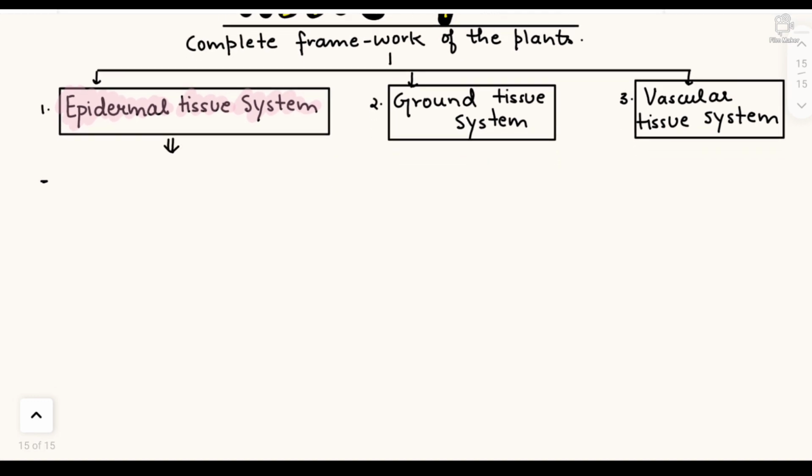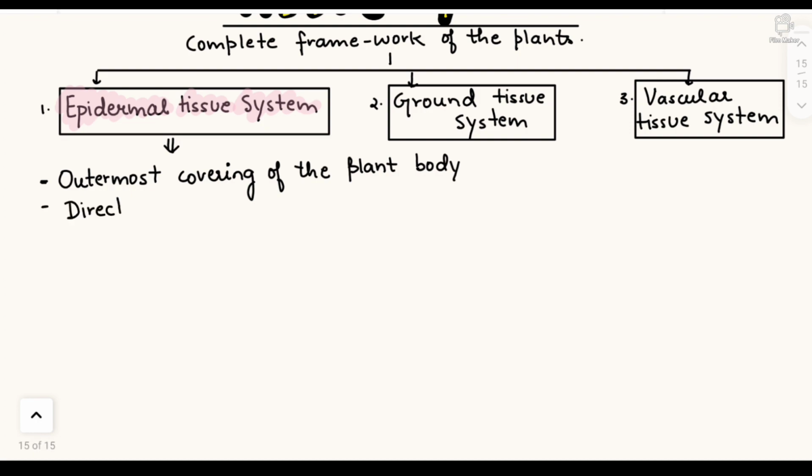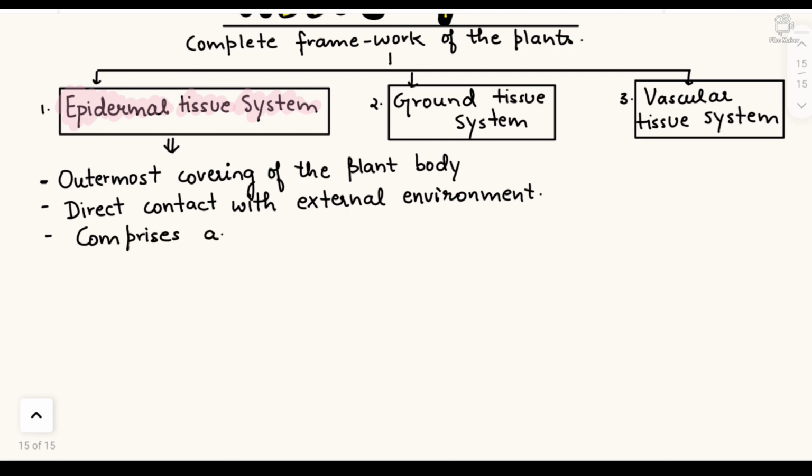So what is the epidermal tissue system in plants? Basically it's the outermost portion of the plant, which is covered by epidermis. The outermost covering of the plant body comprises the epidermal tissue system, which is in direct contact with the external environment. Hence all the tissues that are in contact with the external environment are called the epidermal tissues.